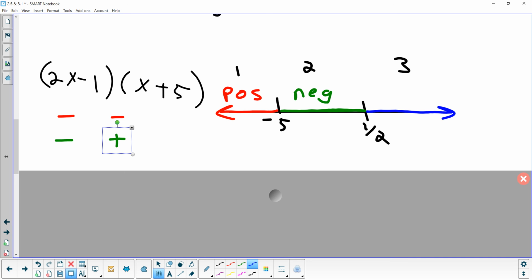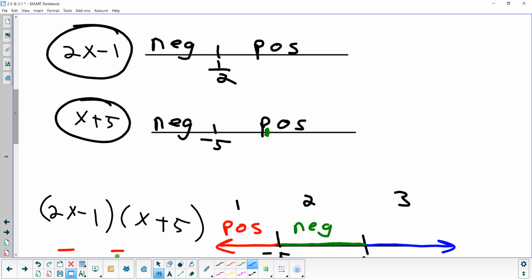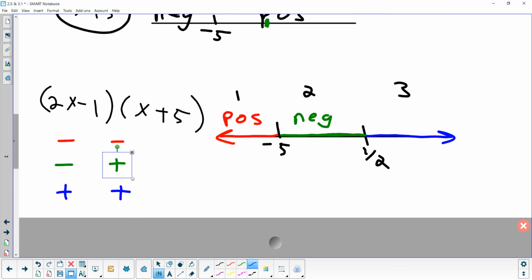And now let's look at the last section. Section 3 are the numbers greater than 1/2. So Zach, if I'm greater than 1/2, where would I be on the first number line? Positive. And Tyler, if I'm greater than 1/2, where would I be on the second number line? Positive. I'd be in the positive section. That would be a positive times a positive, which is a positive. So the original question is always either going to ask, where are you less than 0, which means negative, or where are you greater than 0, which means positive.